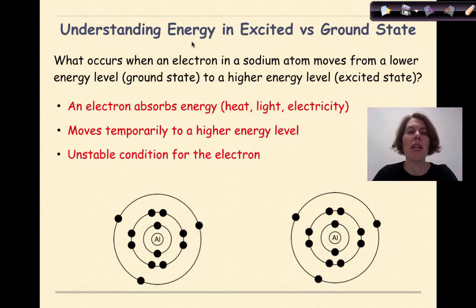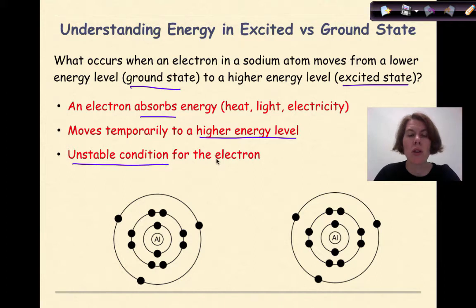Now let's talk about understanding energy in excited versus ground state. So let's ask ourselves a question. What occurs when an electron in a sodium atom moves from a lower energy level, in other words, ground state, to a higher energy level, in other words, excited state? Basically, a couple of things are going to happen. First, an electron is going to absorb energy in the form of heat, light, or electricity. It moves temporarily to a higher energy level, but this is a very unstable condition for the electron.